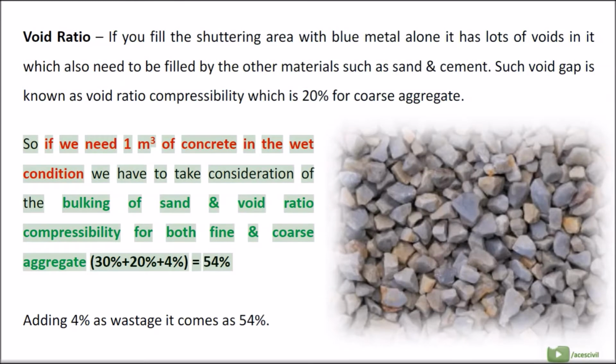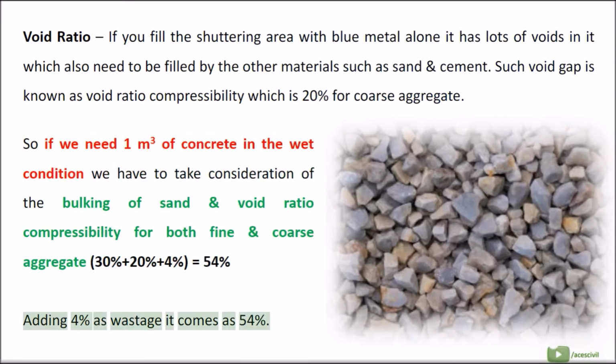So if we need 1 cubic meter of concrete in the wet condition, we have to take into consideration the bulking of sand and void ratio compressibility for both fine and coarse aggregate: 30% plus 20% plus 4% equals 54%. Adding 4% as wastage, it comes to 54%.